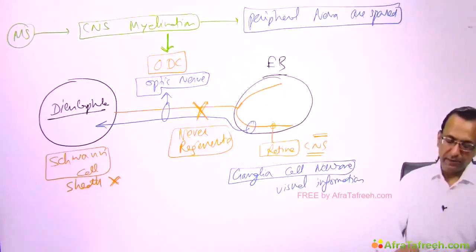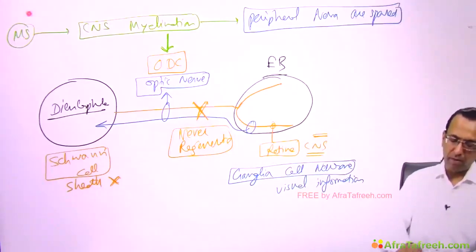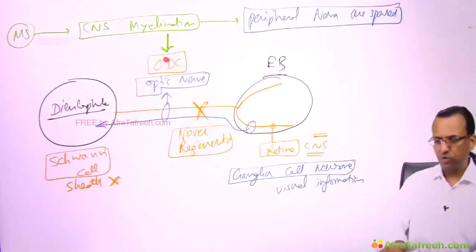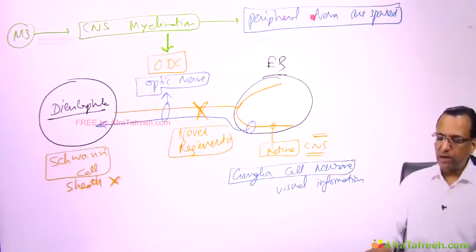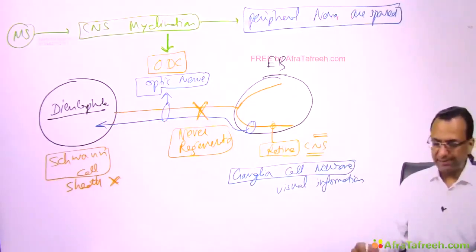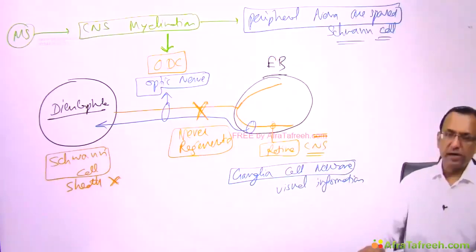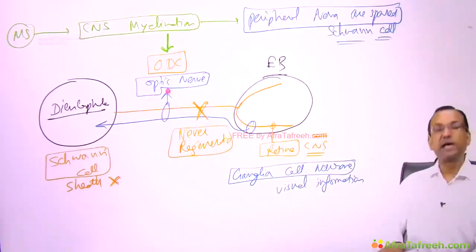So you're telling multiple sclerosis is a problem of CNS myelination and is a problem of oligodendrocyte? Yes. Not a problem of Schwann cell? No. So peripheral nerves are myelinated by Schwann cell? Yes. So they will be spared means they're working. Yes, they are spared, they are working. But understand, the optic nerve cannot escape this injury.